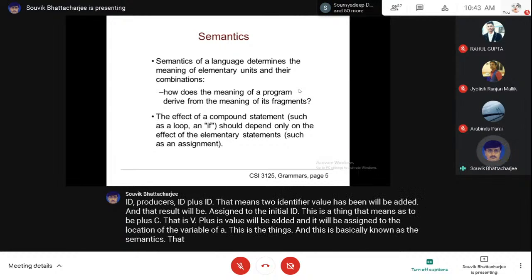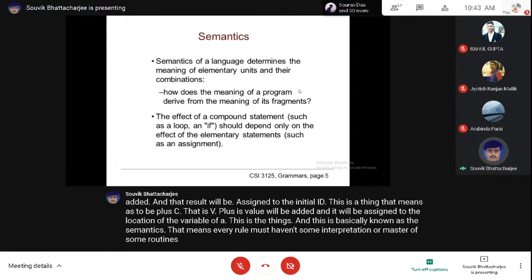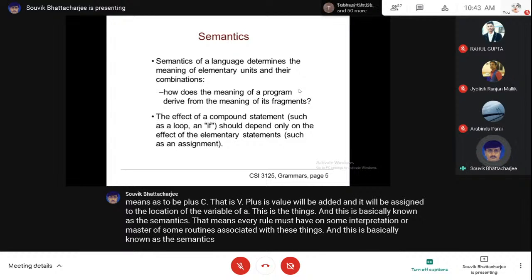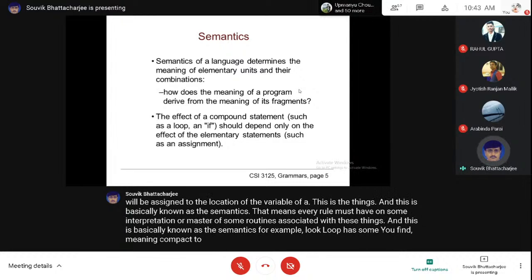That means every rule must have some interpretation or some routines associated with it. And this is basically known as the semantics. For example, a loop has some defined meaning compared to the control statement, that is, if. Got it?